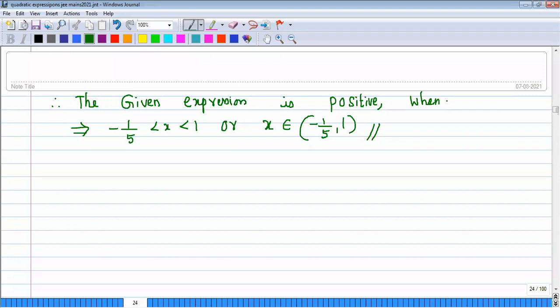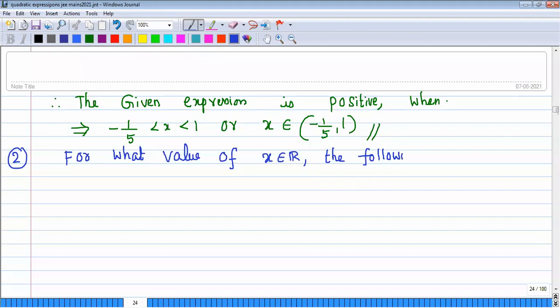yes sir. Right. Next, in this second example, for what value of x belongs to R, the following expressions are negative. The following expressions or negative?